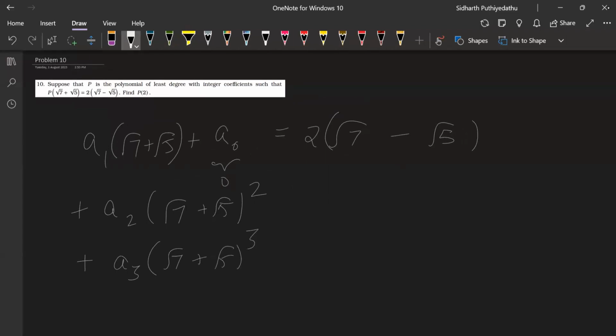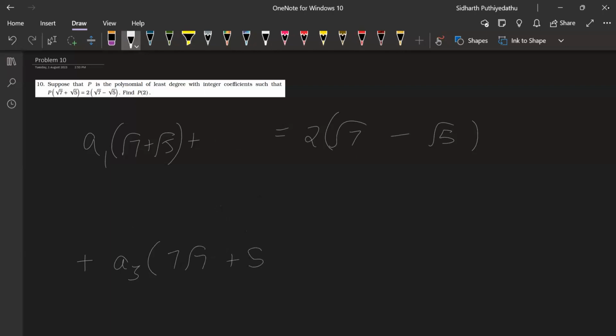√7 plus √5 the whole cube. Here, now at this point, this is good, right? Because the good thing about the cube expansion is that you don't get any √35s. You just get √7s and √5s. You don't get anything where you're crossing those two. And automatically, we know that A2 and A0 have to be 0 based on our earlier analysis. So we can just drop those two back immediately. And let's look at expanding this.